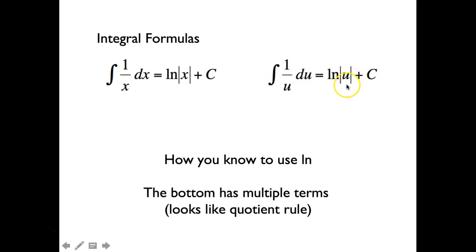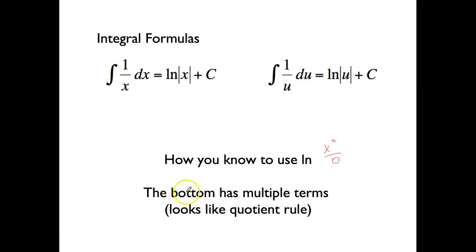Still with absolute values. That's important, okay? If you forget those absolute values, you're going to get it wrong. So how do you know when to use a natural log? That's going to be when you boost and divide, and if you boost and divide and get something like x to the 0 over 0, that's key. It's a natural log problem, okay?